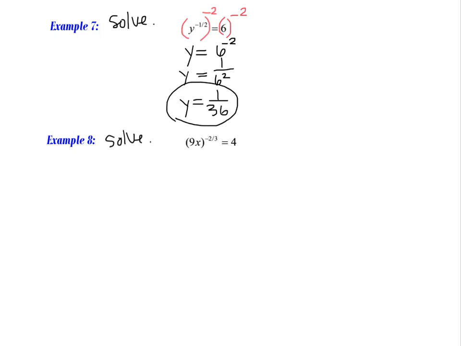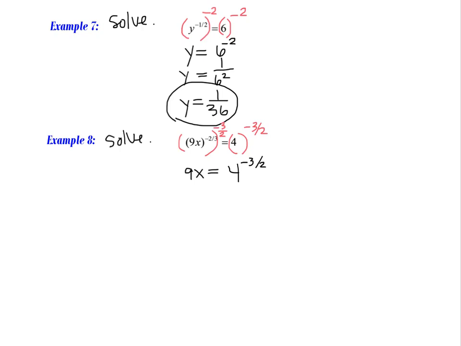Let's try another. If I want to get rid of the -2/3 power, so I can solve for that x there, I'm going to raise it to the reciprocal. I'm going to raise it to the -3/2 power. Again, whatever you do to one side, you have to do to the other. So, note here that 9 is inside parentheses, so we're just going to be left with 9x. So those are raising powers to a power, so they multiply to +1. And then on the right-hand side here, we have 4 to the -3/2 power.